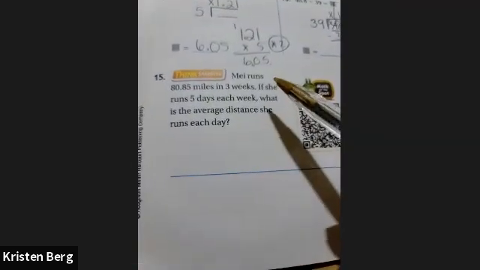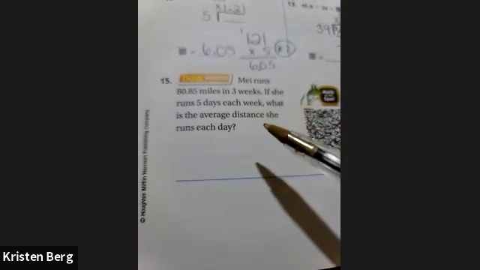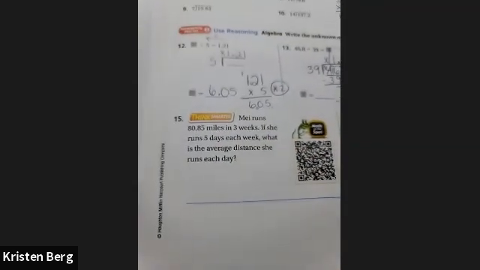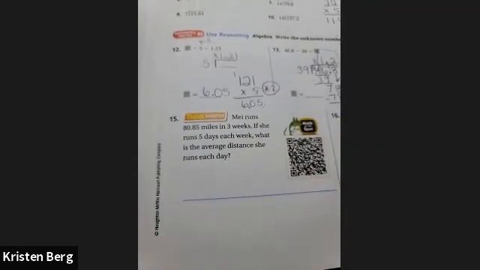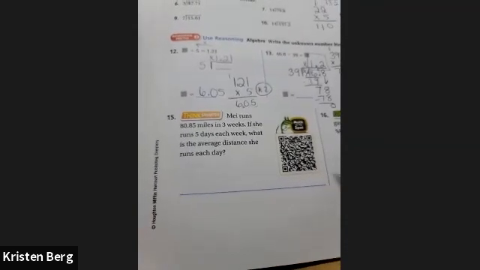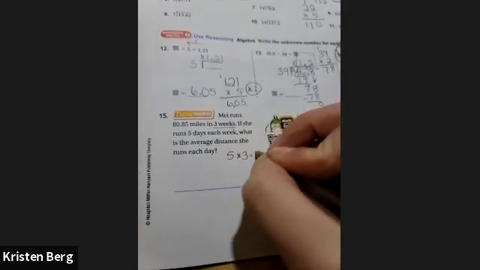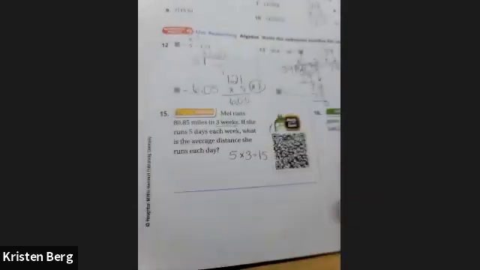This one says, May runs 80 and 85 hundredths miles in 3 weeks. If she runs 5 days a week, what is the average distance that she runs? All right, so in this case, remember it says she runs for this in 3 weeks, but she only runs 5 days a week. So how many days are we talking? So that would be 5 days a week times 3 weeks, that would be 15 days. So she does this in 15 days.